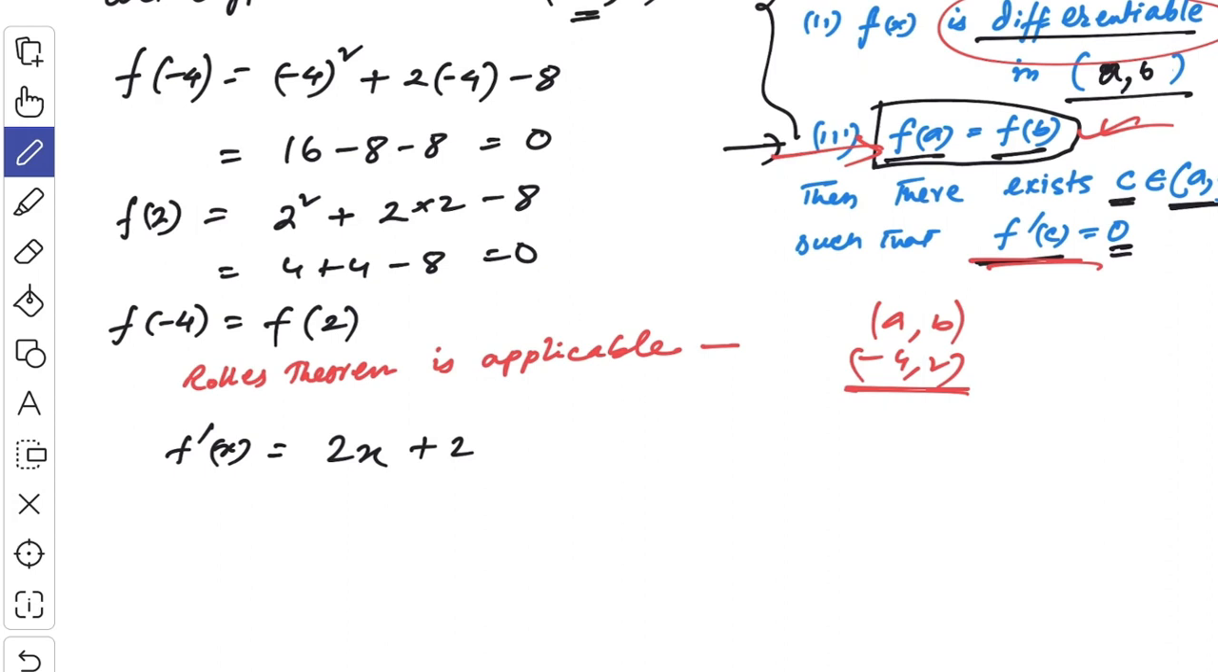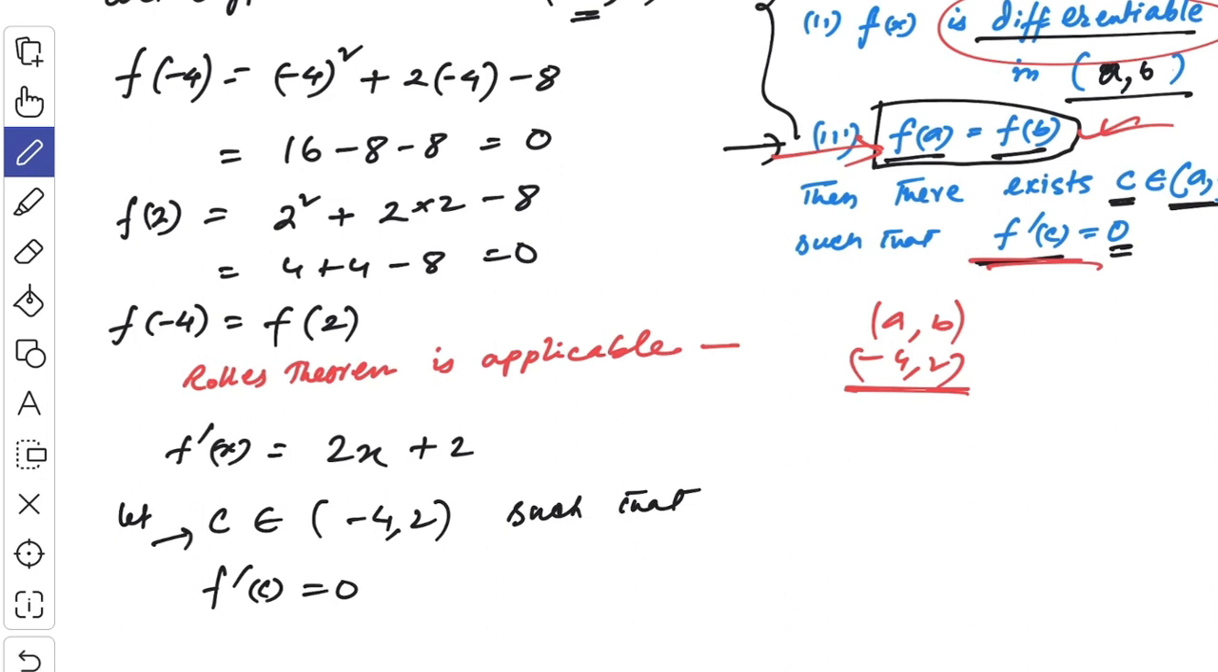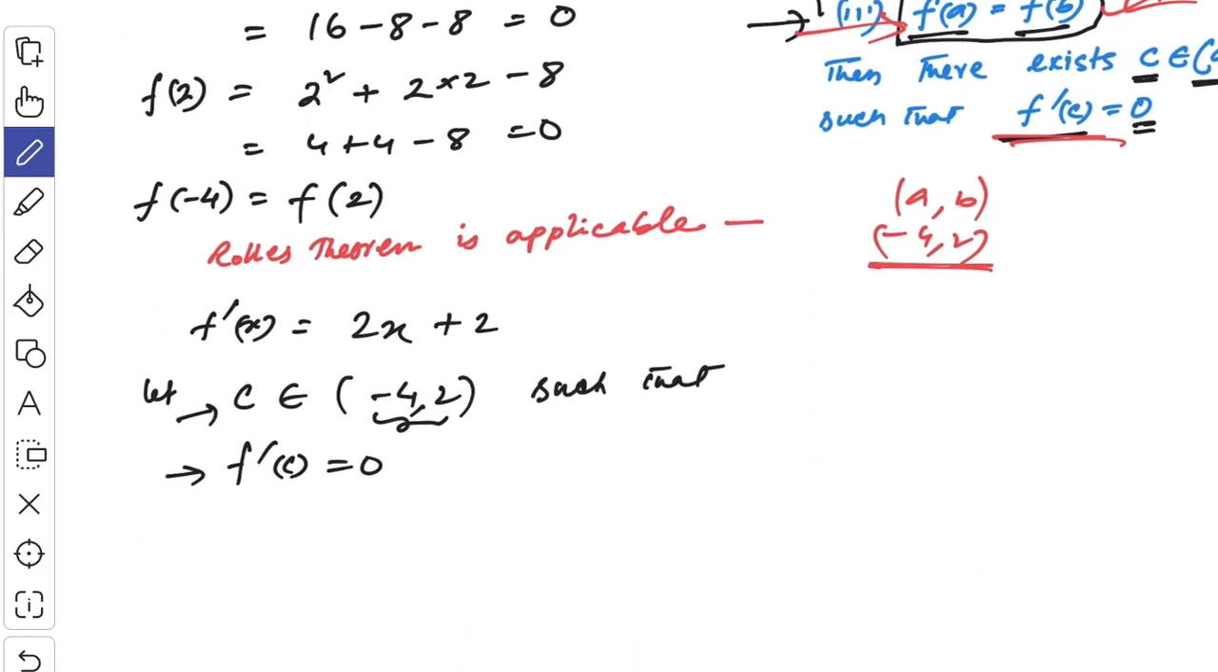Suppose let us consider c belongs to minus 4 to 2 such that f dash c is equal to 0. Let me find the value of c which satisfies this condition. If that value lies within this range, then Rolle's theorem will be satisfied, Rolle's theorem will be verified.